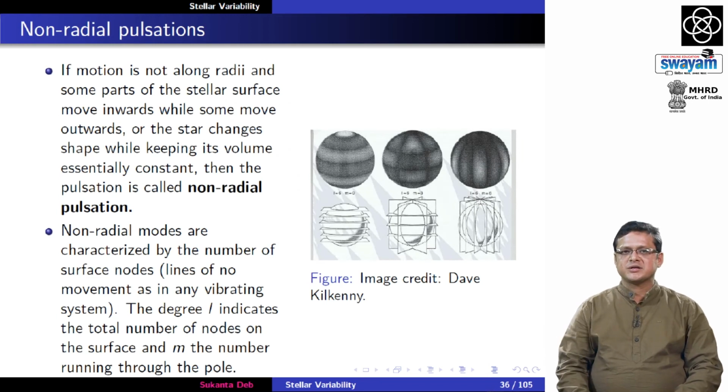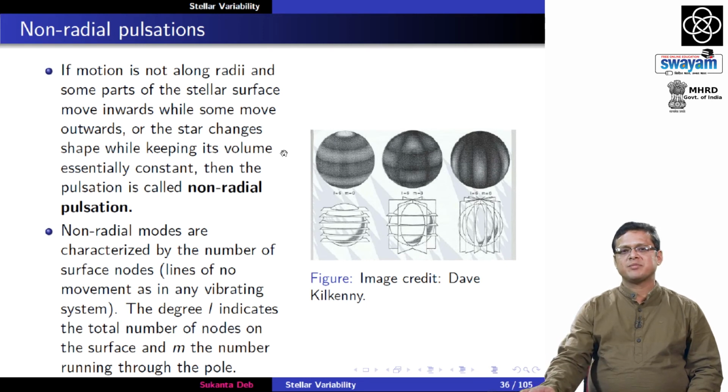In non-radial pulsation, the motion is not along the radii, and some parts of the stellar surface move inwards while some move outwards, or the star changes shape while keeping its volume essentially constant. Non-radial modes are characterized by the number of surface nodes, which are lines of no movement as in any vibrating system. The degree L indicates the total number of nodes on the surface, and m the number of nodes running through the pole.